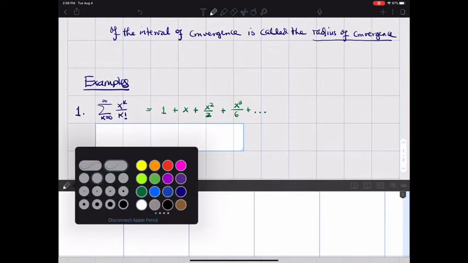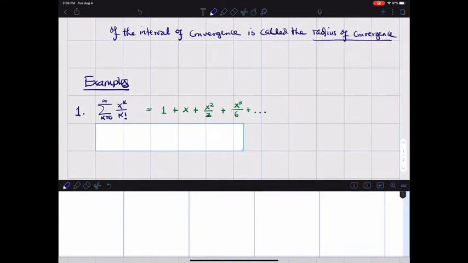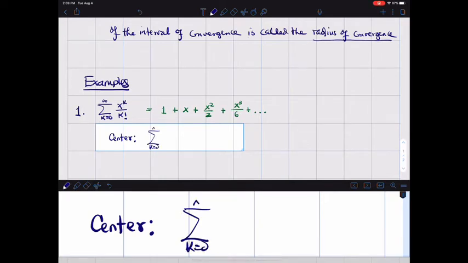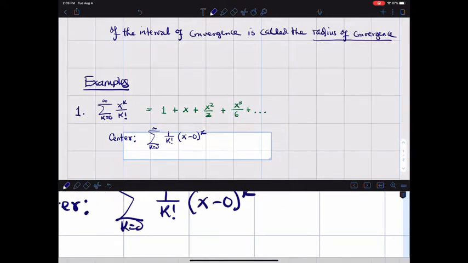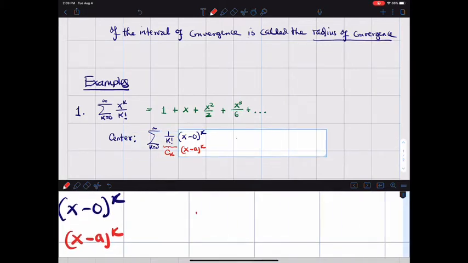So let's see, what is the radius or the center. Let's look at the center. To do the center, we don't have to, but let's just think about it this way. What if we write 1 over k factorial times x minus 0 to the power of k? Okay, so this looks more like what we have going starting out. So this is our ck, and this is x minus a to the power of k, right? So our center a is equal to 0.